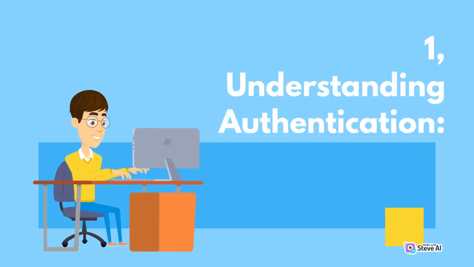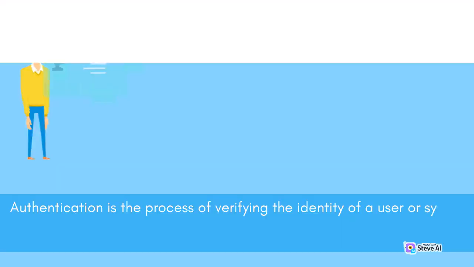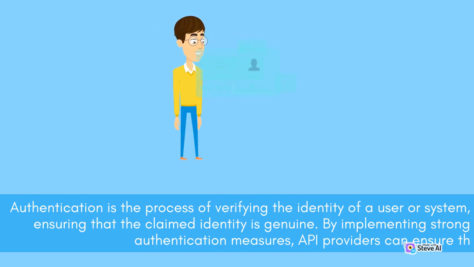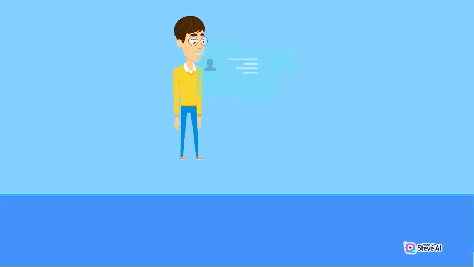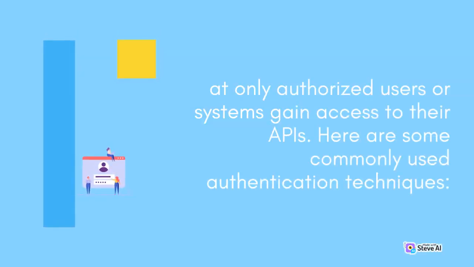1. Understanding authentication. Authentication is the process of verifying the identity of a user or system, ensuring that the claimed identity is genuine. By implementing strong authentication measures, API providers can ensure that only authorized users or systems gain access to their APIs. Here are some commonly used authentication techniques.